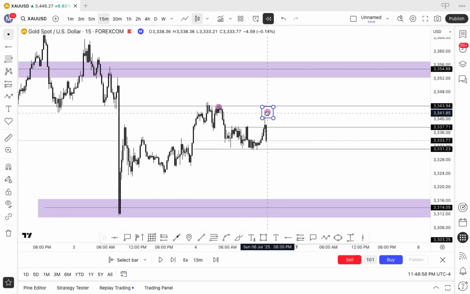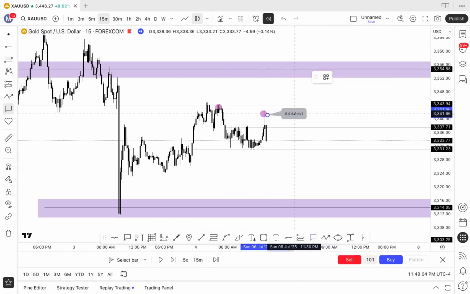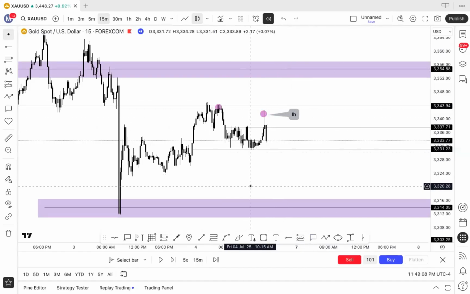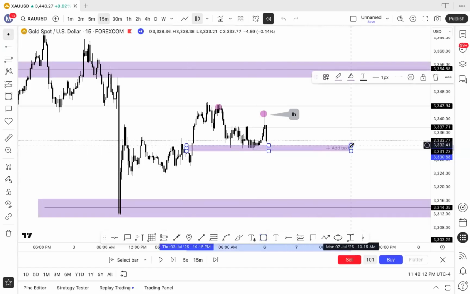Create a lower high, right? We created a lower high. Beautiful lower high being created here. Okay, LH, right? And then we have these lows here that we're trying to get broken but couldn't.